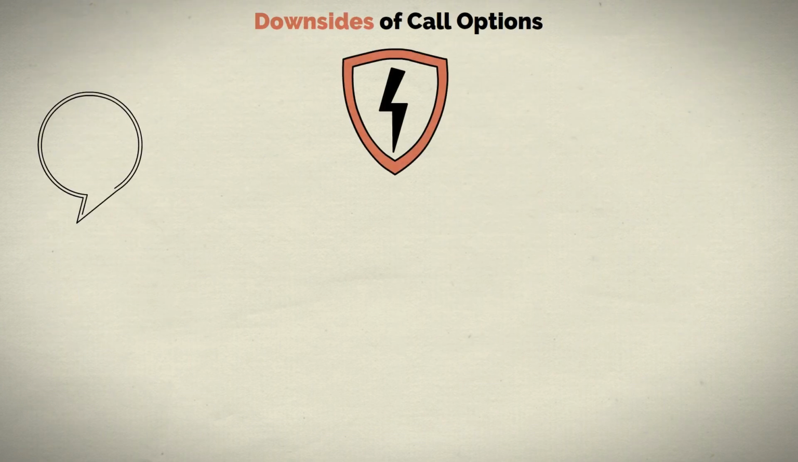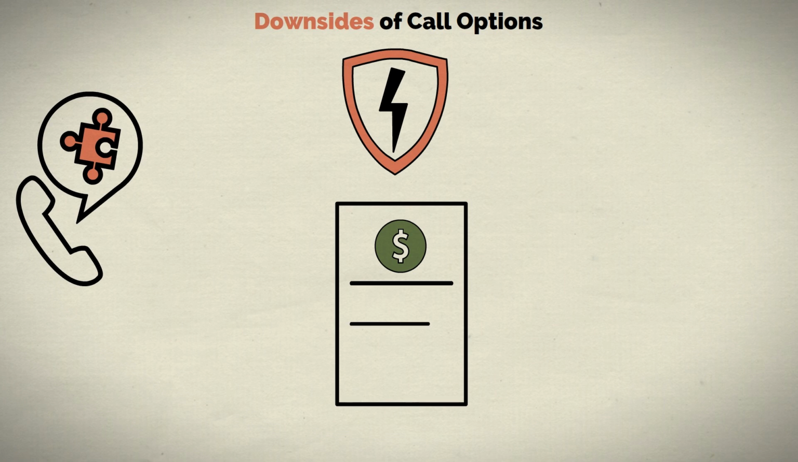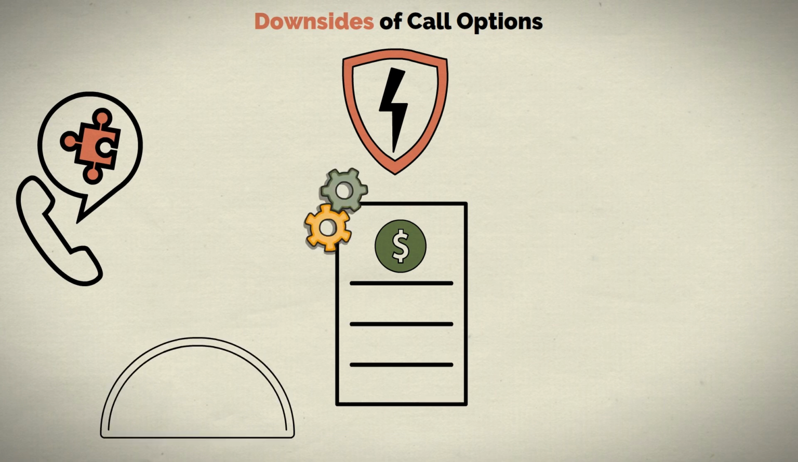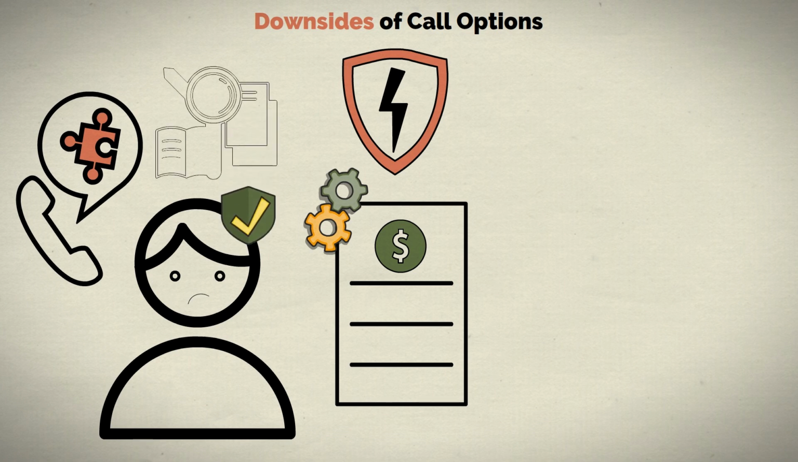But what are the risks associated with call options? Well, call options are very complex financial derivatives. The pricing of options contracts and how their value changes can be very complicated for the average person to work out. It is, therefore, essential to ensure you have extensively researched how to trade options before jumping in.